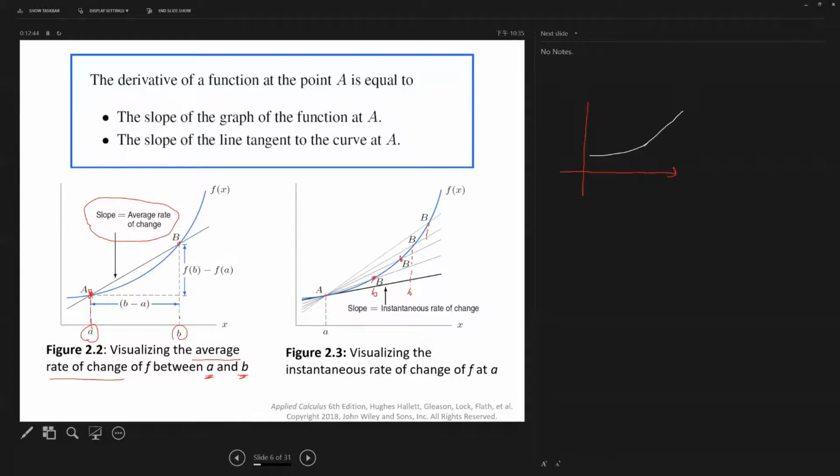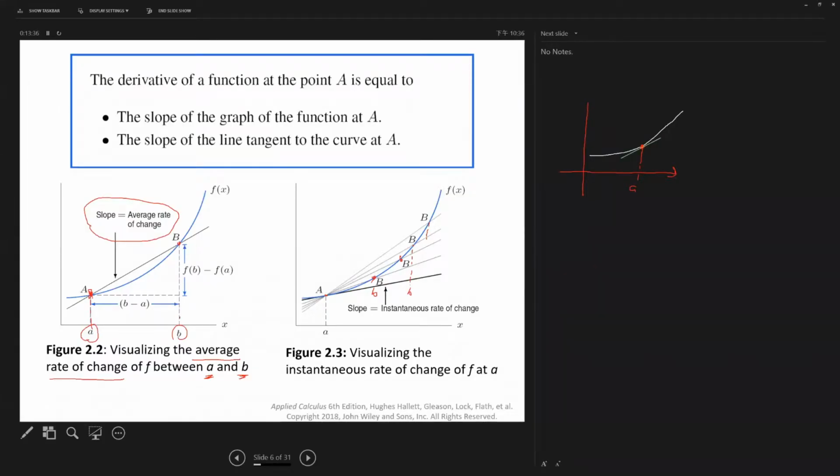Let's say I want to pick this point A. The rate of change right here is the same as the slope of the line passing through this point only. So I'm going to attempt to draw a flat line that only goes through the point A. All right, here we go.